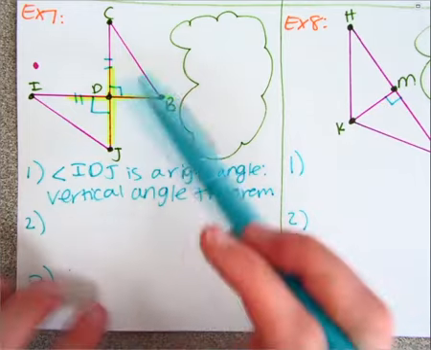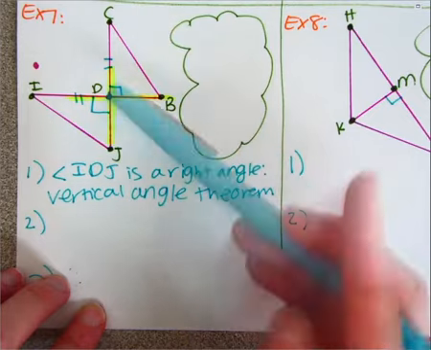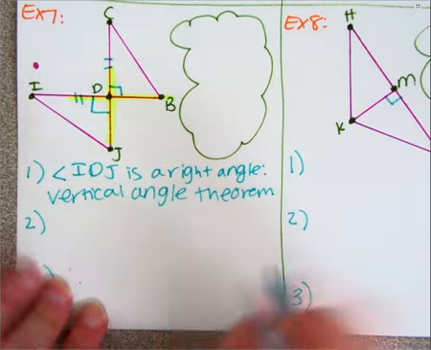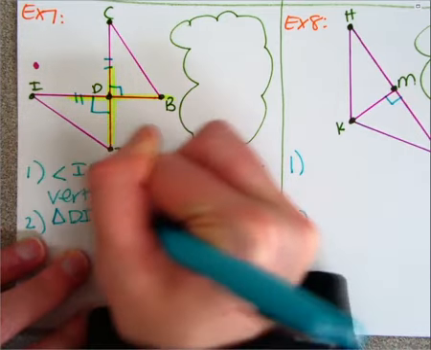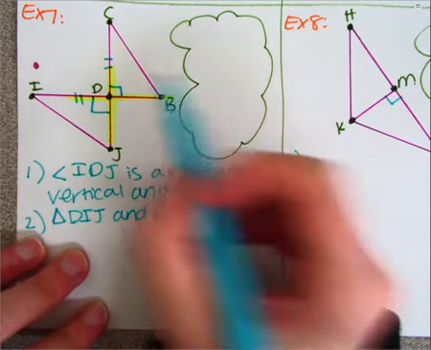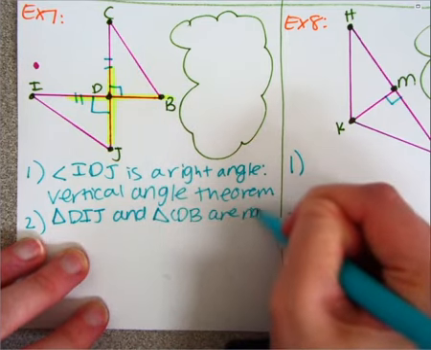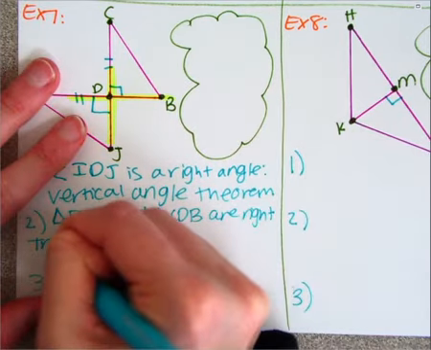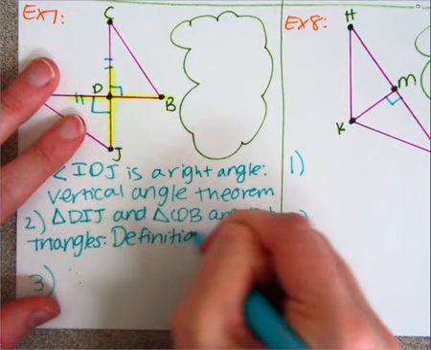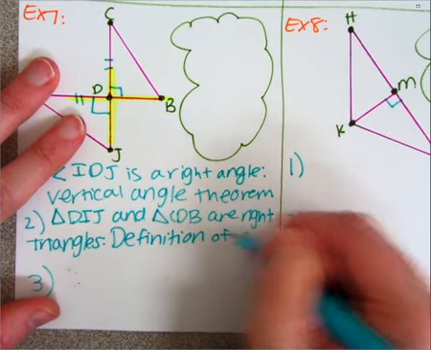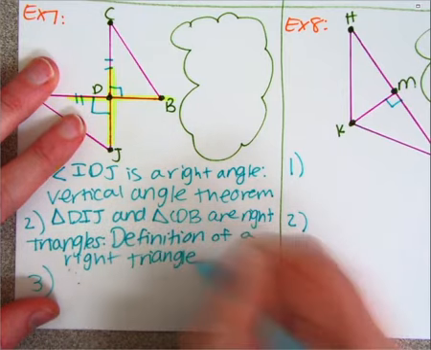Okay, so now I have two right angles in my triangles. I now know that they're right triangles because a right triangle is a triangle with a right angle. It's the definition. So I can now say that triangle DIJ and triangle CDB are right triangles. And I know that because of the definition of a right triangle. That's what it means to be a right triangle.